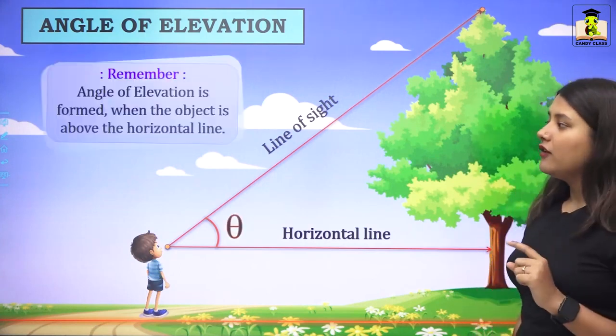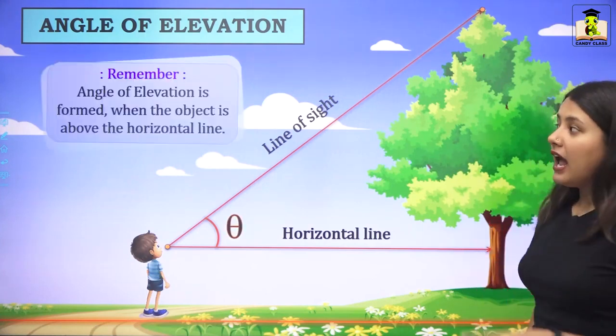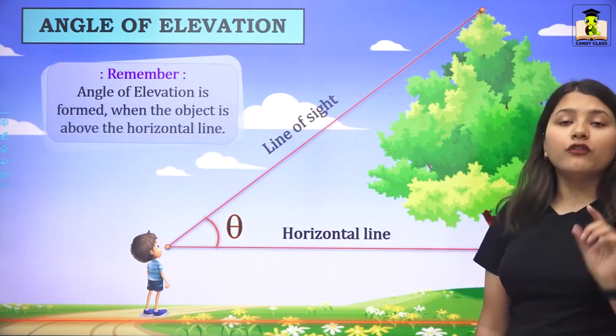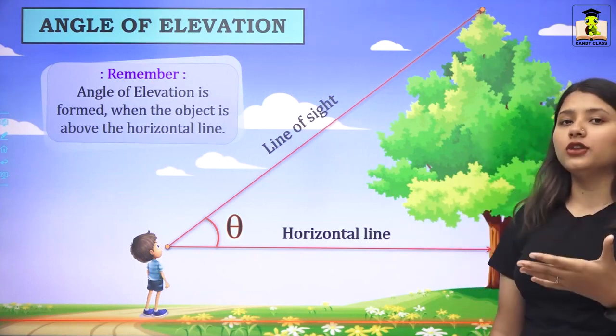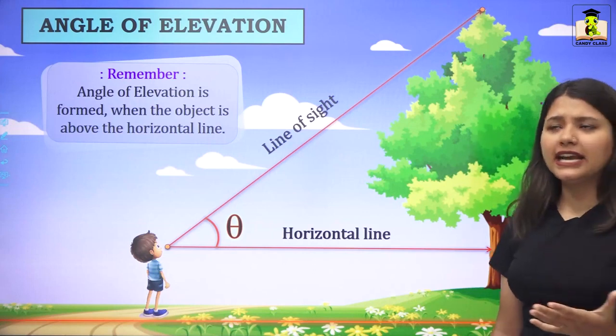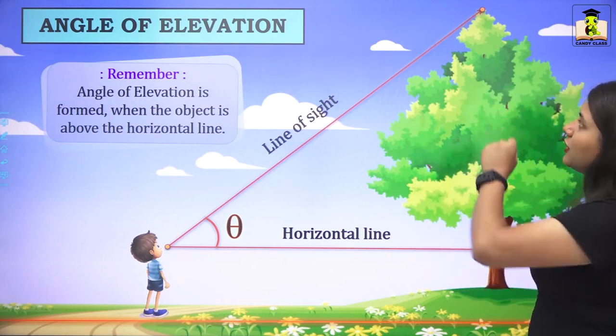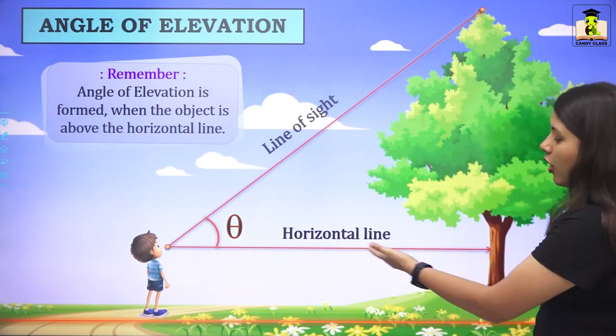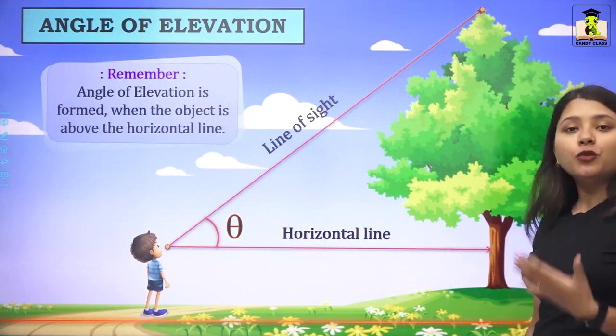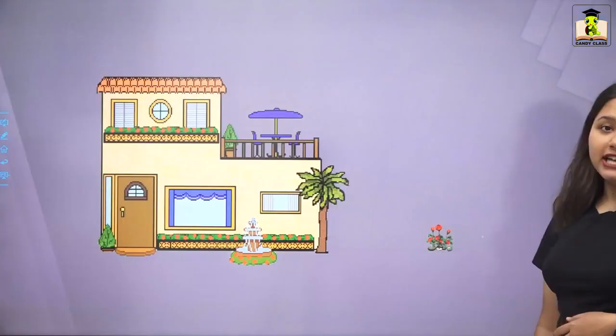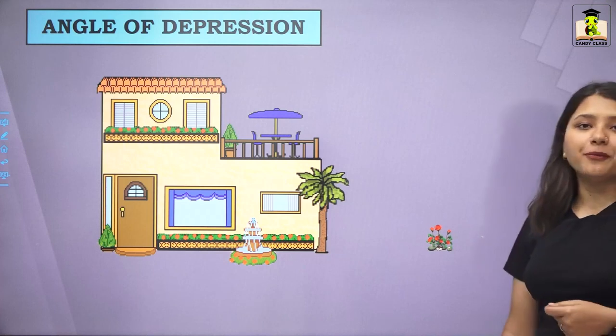But one thing we need to remember, the angle of elevation is formed when the object is above the horizontal line. You can see that the object, the top of the tree, is above the horizontal line. Let's move to the next terminology, that is angle of depression.